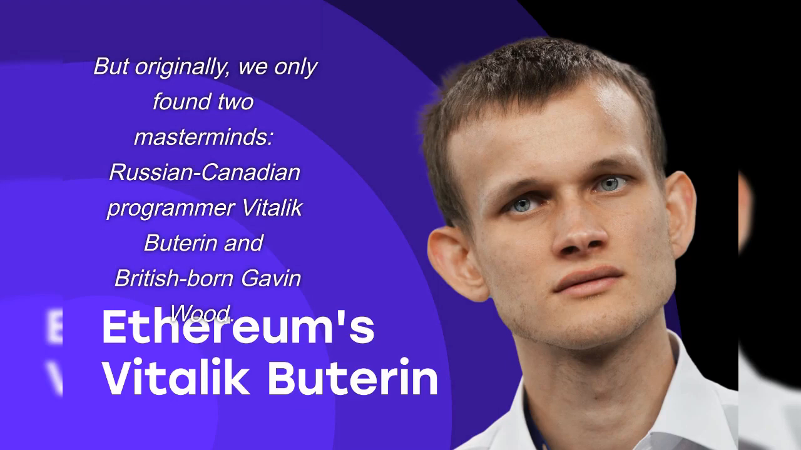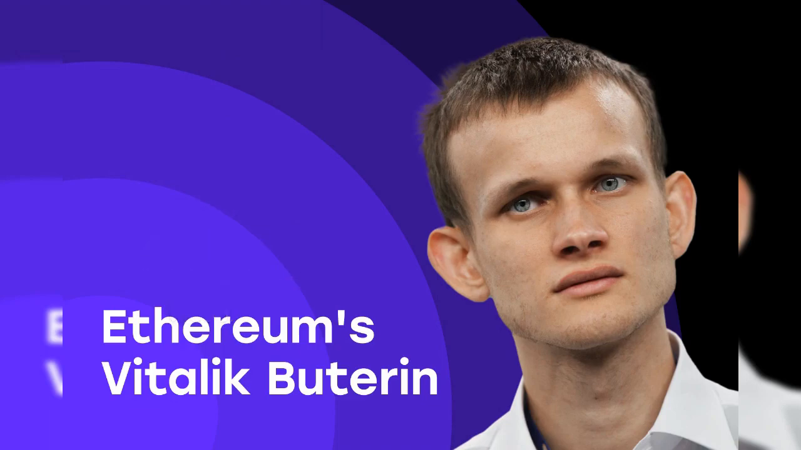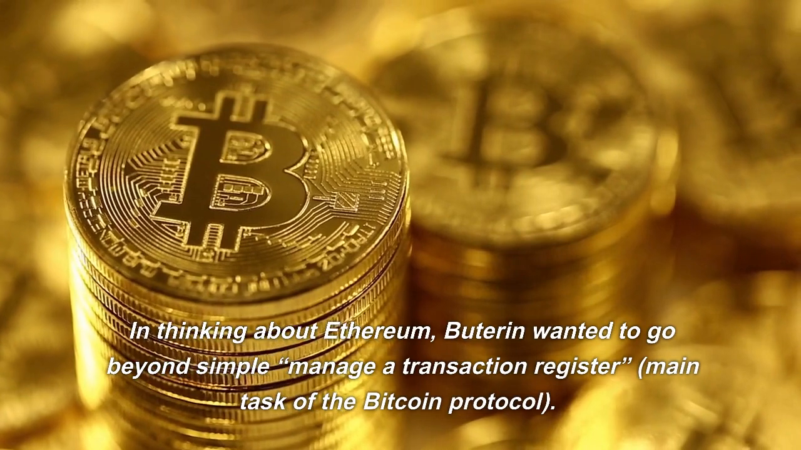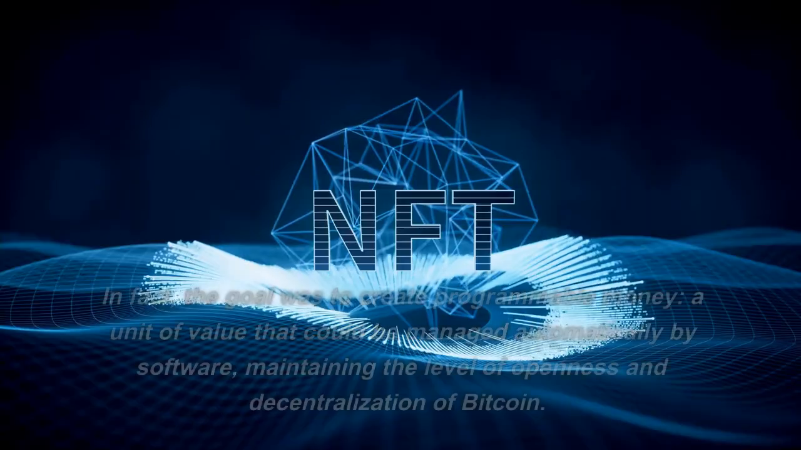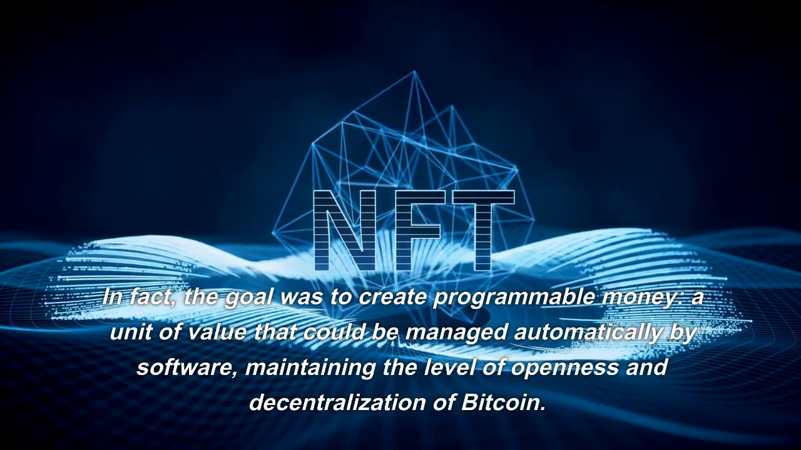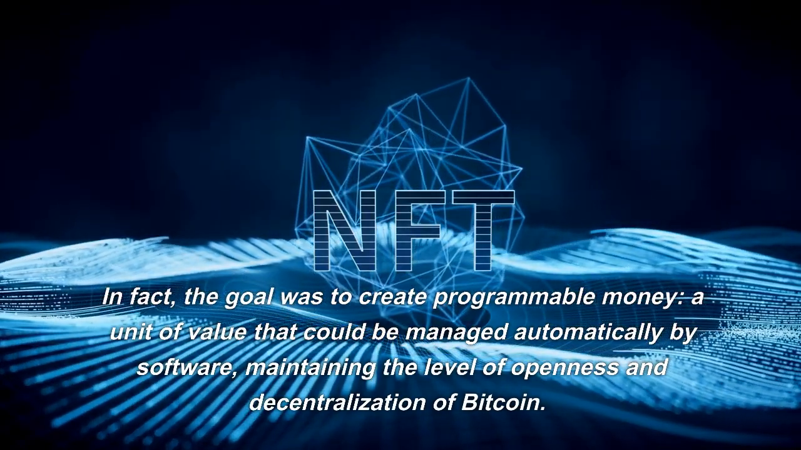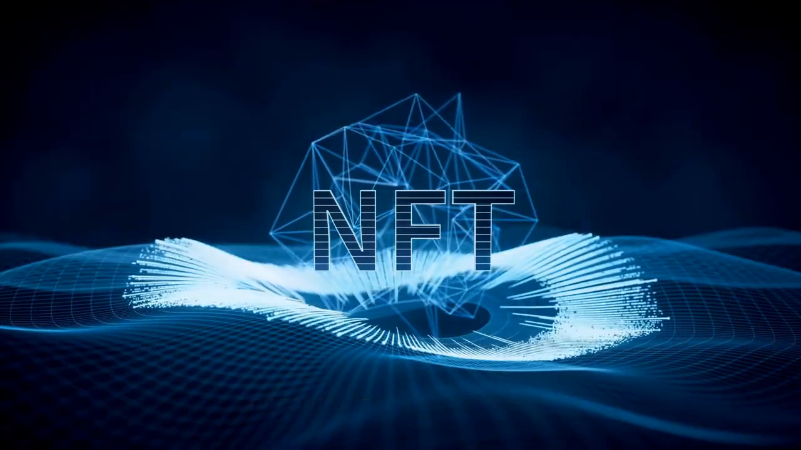But originally, we only found two masterminds, Russian-Canadian programmer Vitalik Buterin and British-born Gavin Wood. In thinking about Ethereum, Buterin wanted to go beyond simply managing a transaction register, the main task of the Bitcoin protocol. In fact, the goal was to create programmable money, a unit of value that could be managed automatically by software, maintaining the level of openness and decentralization of Bitcoin.